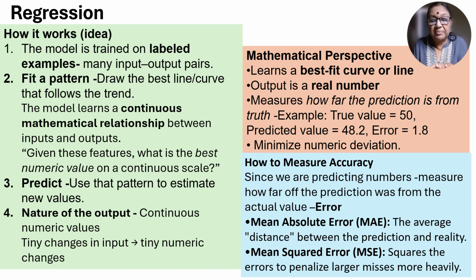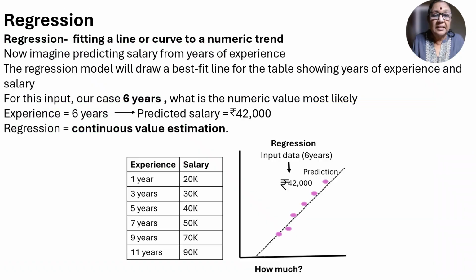So how do we measure accuracy? We are predicting numbers, so we measure how far the prediction was from the actual value, the error. There are two types here. Mean absolute error, where the average distance between the predicted and the true values is found, or the squared error, where you square the error so that you penalize larger misses with higher values. So this is regression. Then we'll see an example.